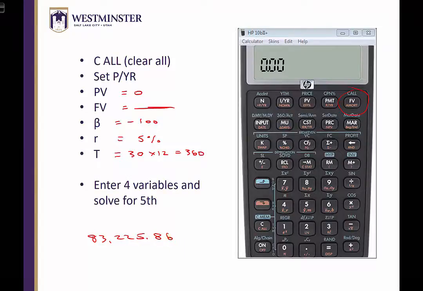$83,225.86. And this is going to be positive because we put money away, money left us at the rate of $100 a month for 30 years, and it's returned to us with 5% accumulated interest as $83,225.86.